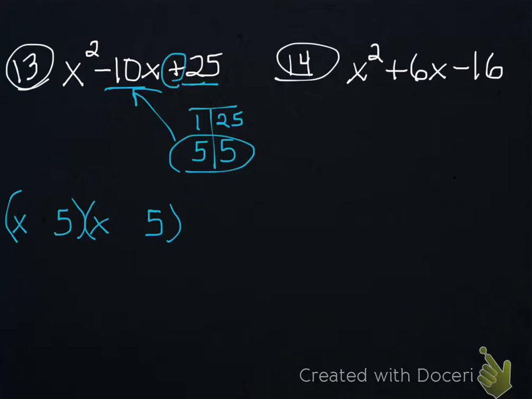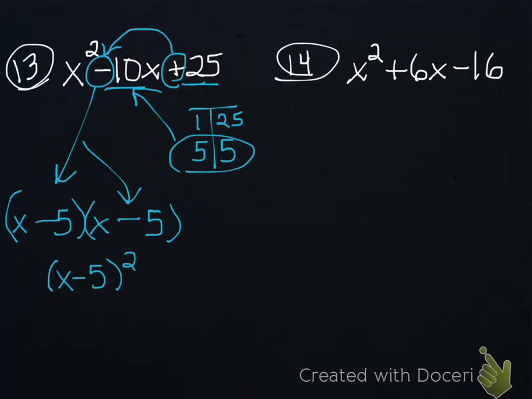What is the sign? Well, the 25 is positive, so they both get the sign of the 10, which is a negative. So I have x minus 5 times x minus 5. We can write that as x minus 5 squared. That is the factored form.